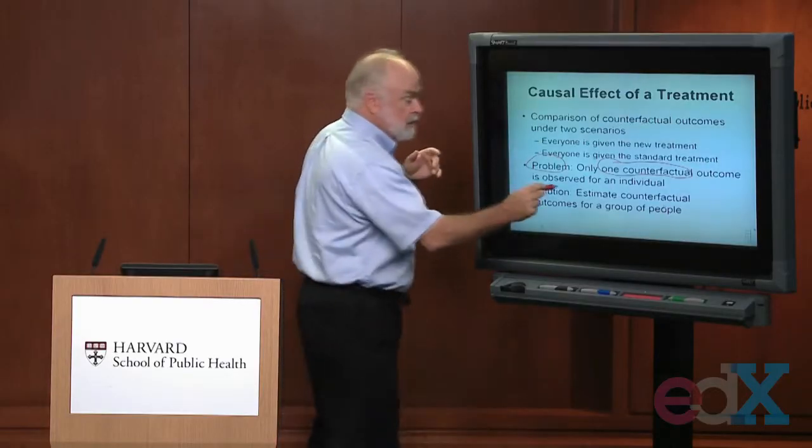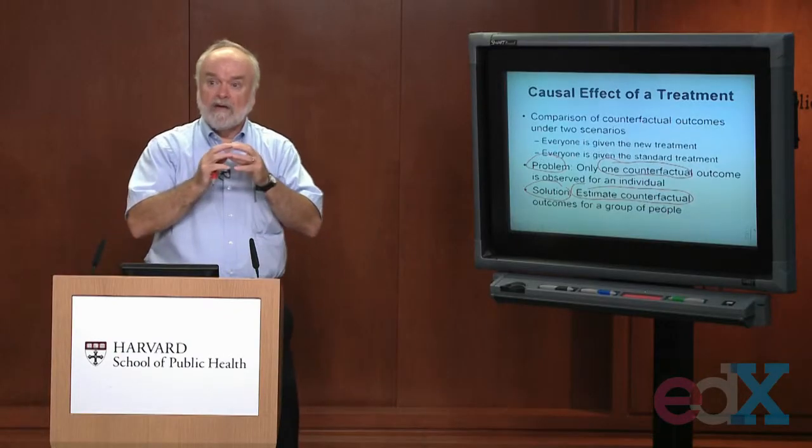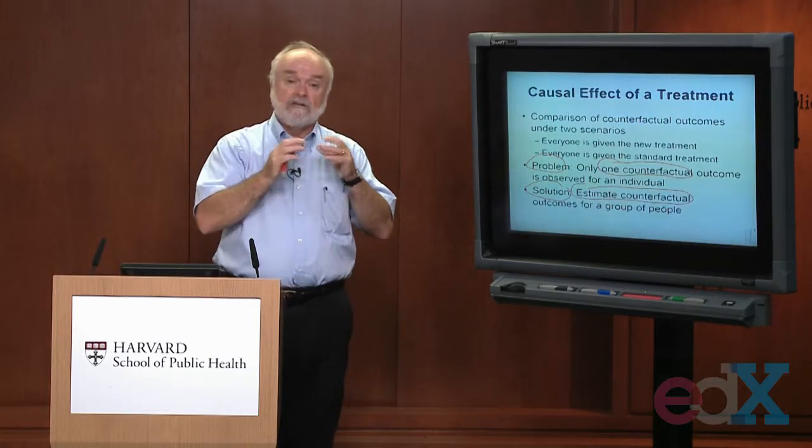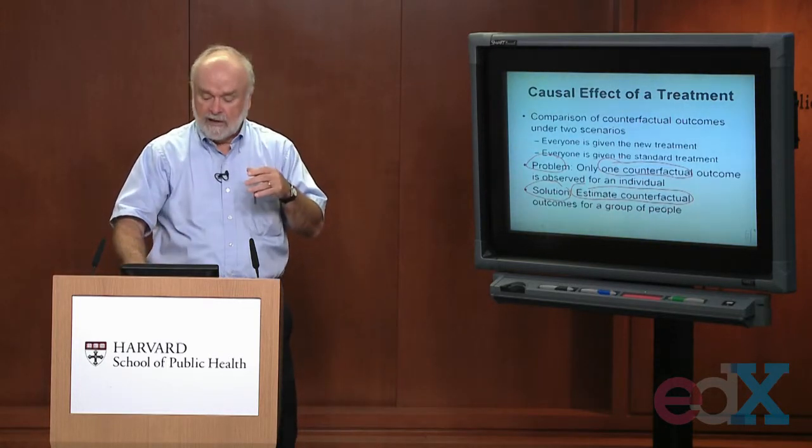Well, although I can't do it for an individual, I can do it at least at an estimation level for a group of people. So the solution is going to try to estimate these counterfactuals for groups of people. Estimate what would happen to this group of people if they were given the standard of care, and estimate what would happen if they were given the new treatment. Now, this is where the randomized trial comes in very nicely, allowing us to get these estimates of these counterfactual outcomes so we can estimate the true causal effect of a treatment.